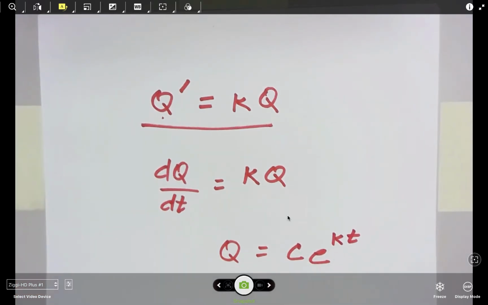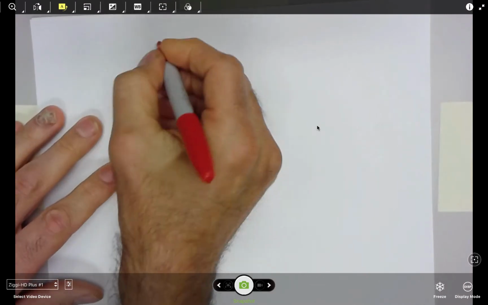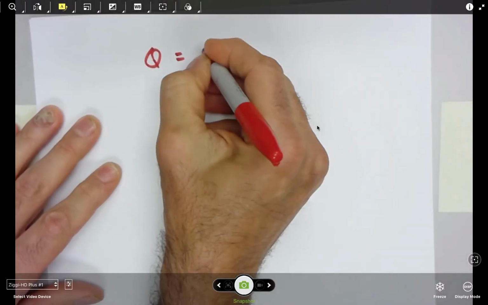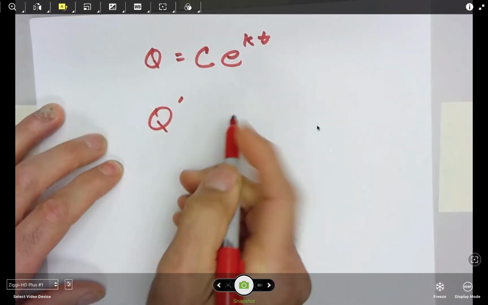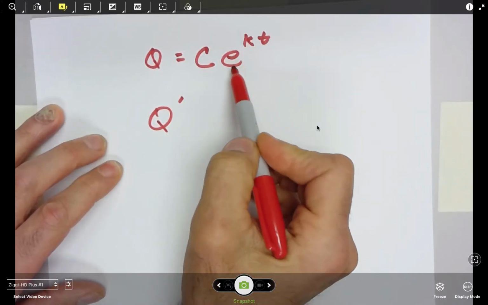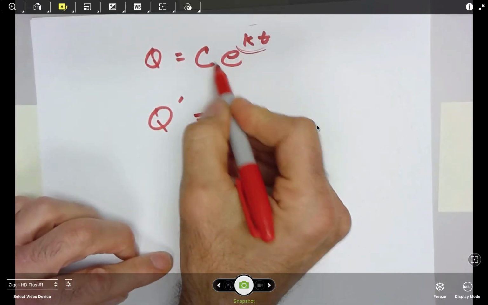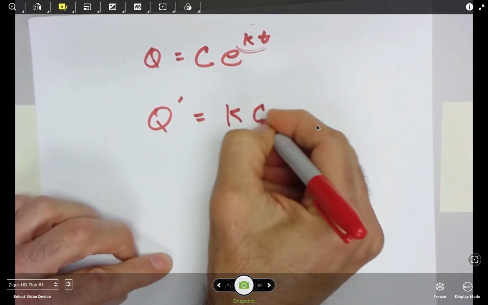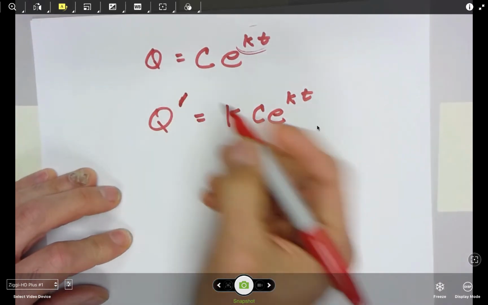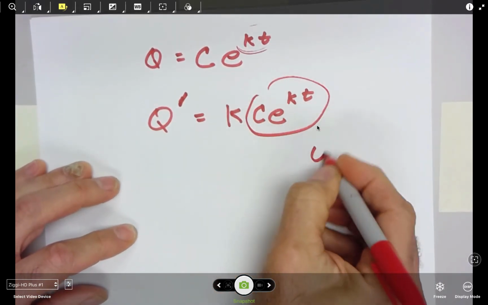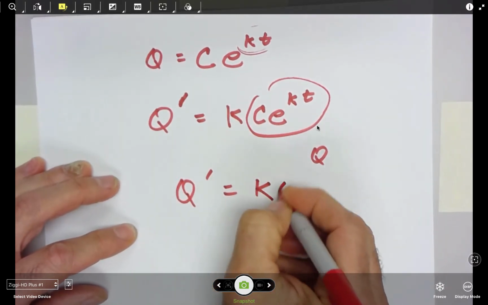So the derivative of e to the kt, well, let's check. If Q is c e to the kt, what's the derivative? Well, the derivative of e to a power is e to the power times the derivative of the power. So it's just going to be k e to the kt. So k times, well, this is Q here. So indeed, Q prime does equal kQ.